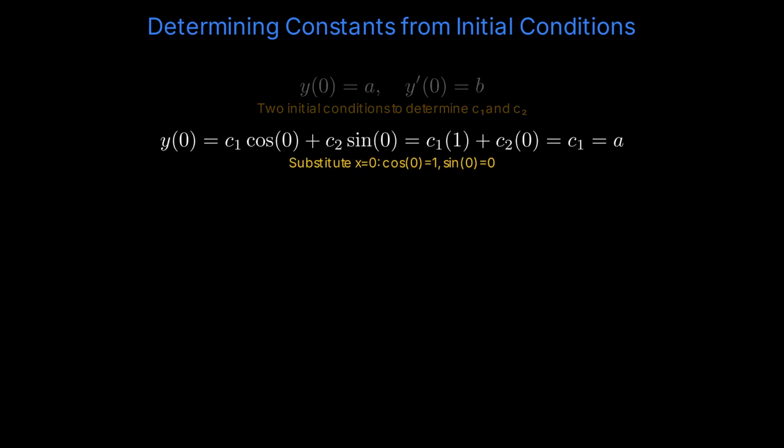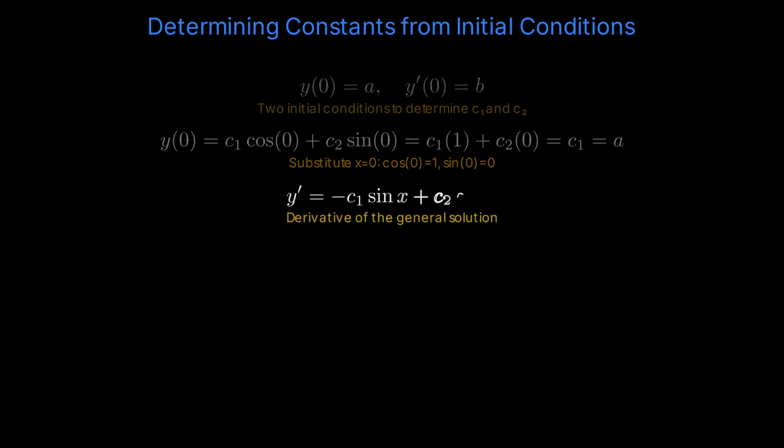One more powerful connection. When we specify initial conditions, y(0) equals a and y'(0) equals b, we uniquely determine c1 and c2. Let's see how. Substituting x equals 0 into our general solution, y equals c1 cosine x plus c2 sin x, we get c1 times cosine of 0 plus c2 times sine of 0. Cosine of 0 is 1 and sine of 0 is 0, so this simplifies to just c1 equals a.